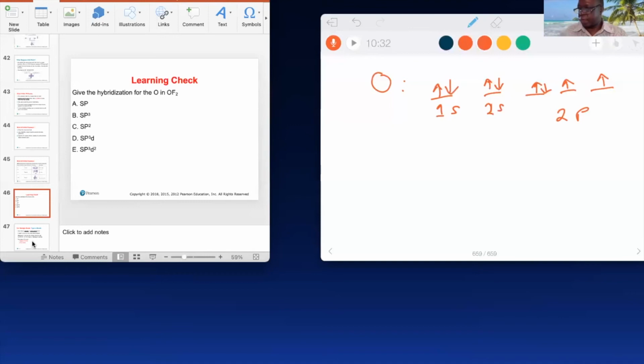Now, if you look at the fluorine, right? Each fluorine has what? This is number 9. This is 1s. This is 2s. And 2p is right here. 1, 2, 3. So if I have this 1, 2, 3, 4, 5, 6, 7, 8, 9.